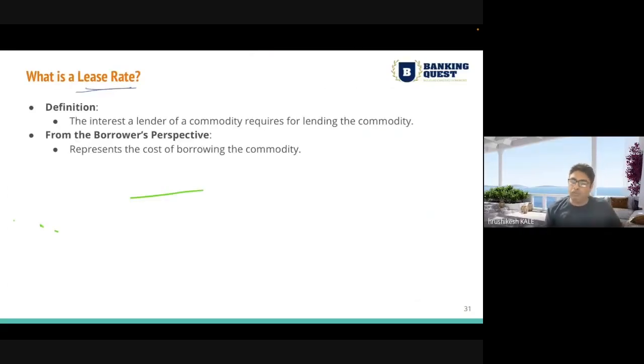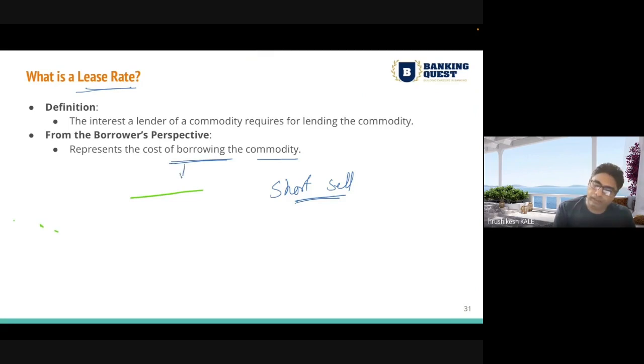Let's move ahead then. Lease rate. Now, sometimes what happens, in order to short sell, you need to borrow the security. And nobody will give you their security for free. They will charge some rate, and that rate is called lease rate.